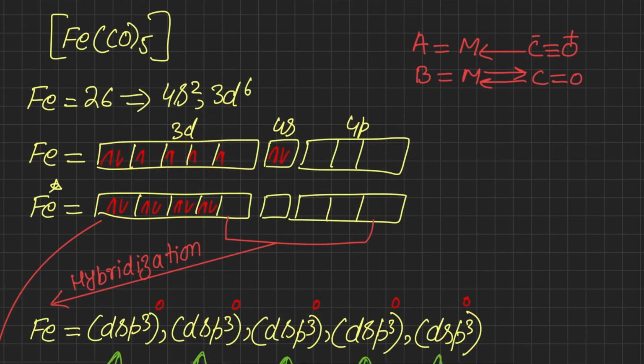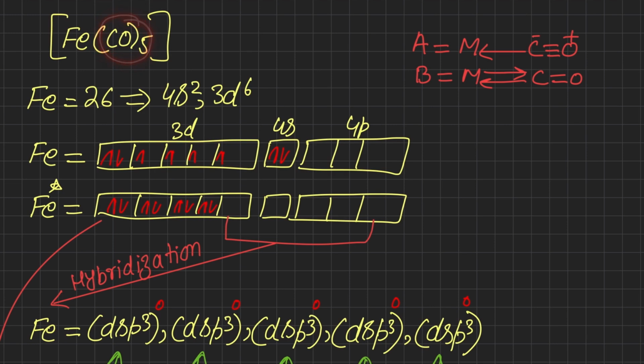Next, let's see the geometry of iron pentacarbonyl. Again, there is no species outside of the coordination complex, so this complex is neutral. Carbonyl is neutral, then iron is neutral. This is the atomic number of iron, which is 26, and this is the valence shell electronic configuration, which is 4s2 3d6. Now this configuration has been written in the form of valence bond theory. So 3d, 4s and 4p. 3d contains 6 electrons, whereas 4s contains 2 electrons.